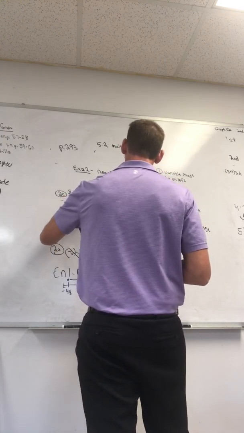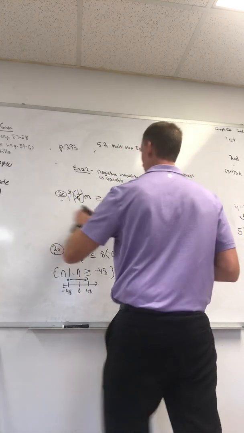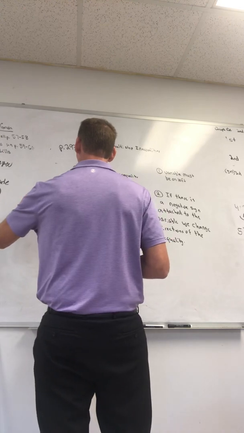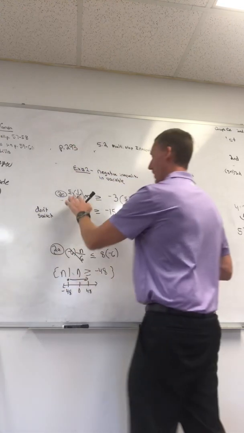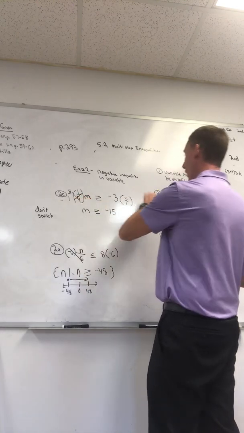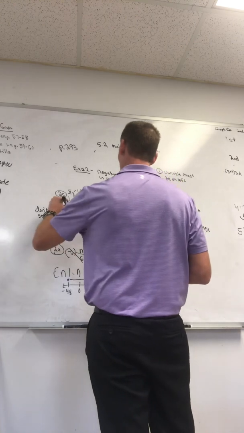So m is greater than or equal to negative 3 times 5 is negative 15. So don't switch. It has to be a negative here, or it has to be on the right side. It's neither, so you don't switch it. It stays the same.